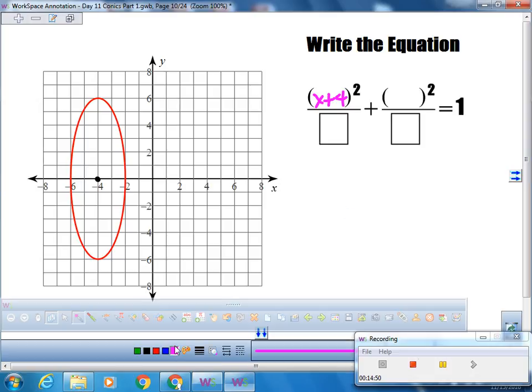Then on the y-axis, I'm not going up or down, so this is just y, or y minus 0. Then my major axis happens to be on the y-axis, right? So my major is up 1, 2, 3, 4, 5, 6. 6 squared is 36. And my minor axis is over 1, 2. 2 squared is 4.